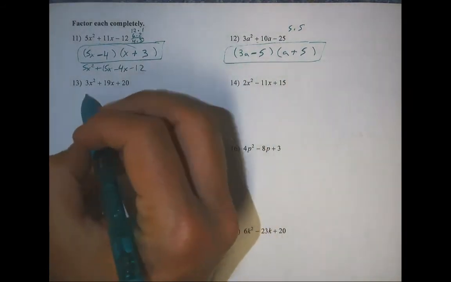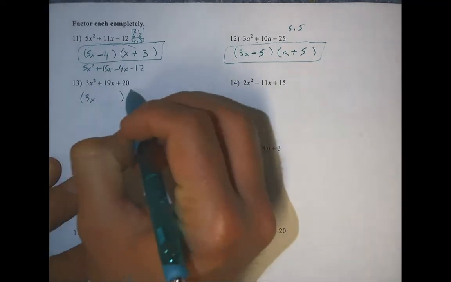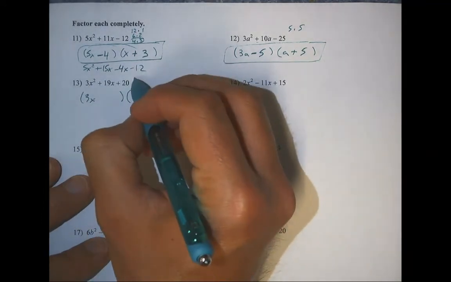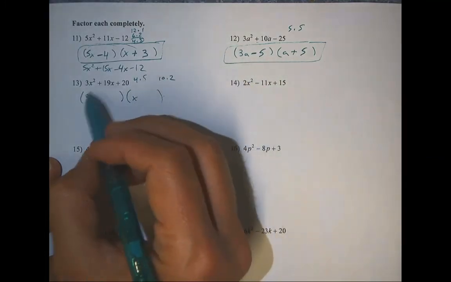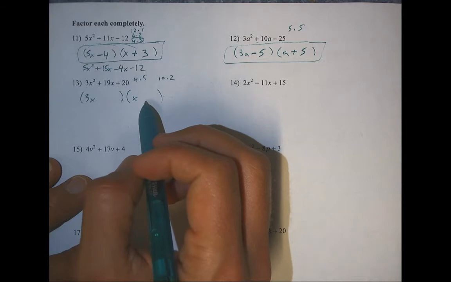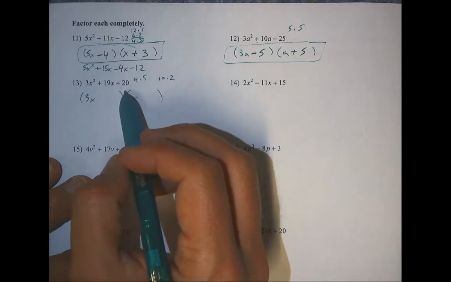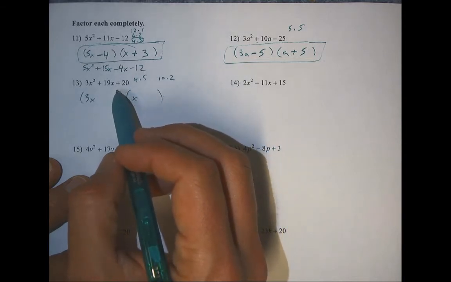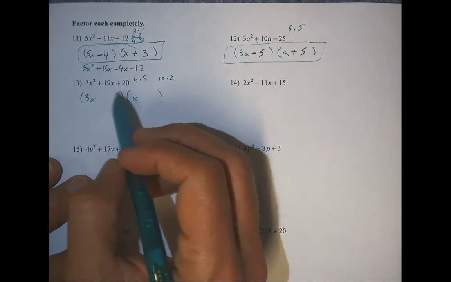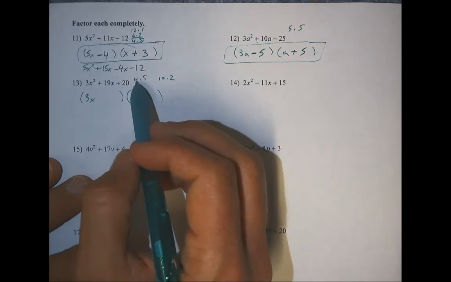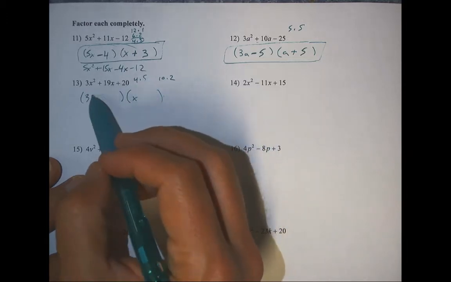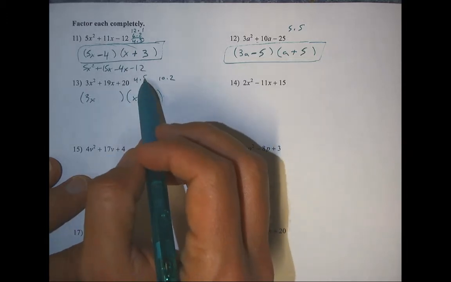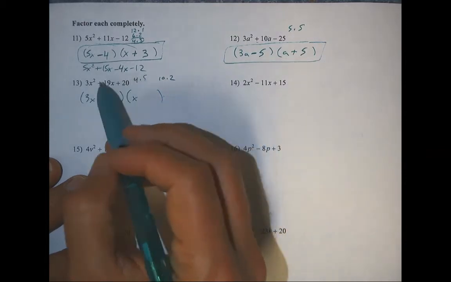Okay, 13. Again, a 3, so it's 3x and x, factors of 20, 4 and 5, 10 and 2. So one of them gets times by 3, and then the other one is trying to get me back to 19. So if I do 4 times 3, that's 12, plus 5, not going to get me to 19, but 3 times 5 is 15, and then with the 4, I can get to 19.